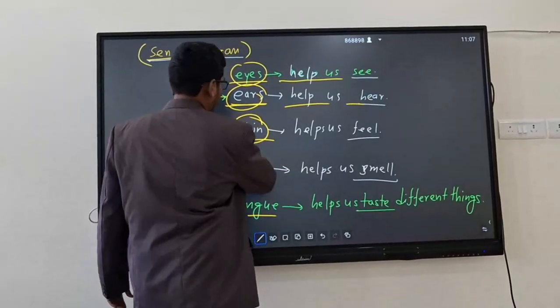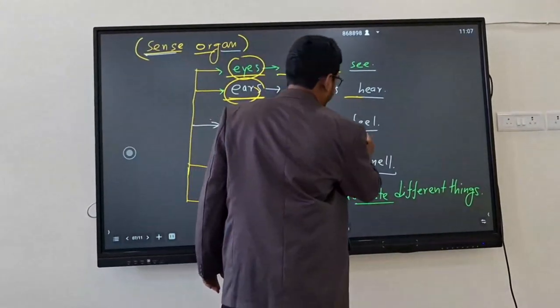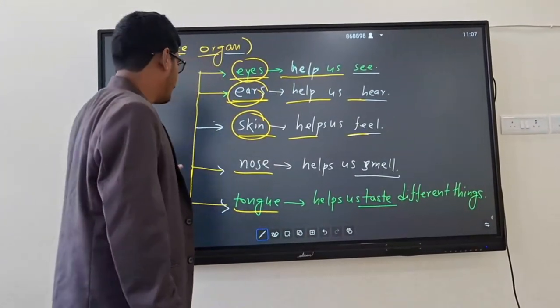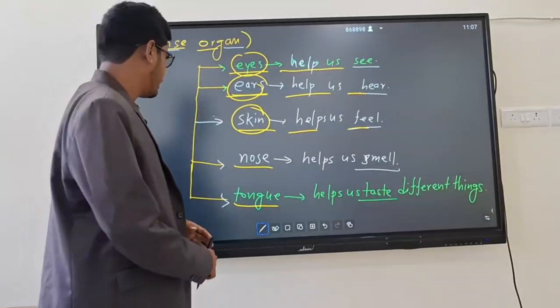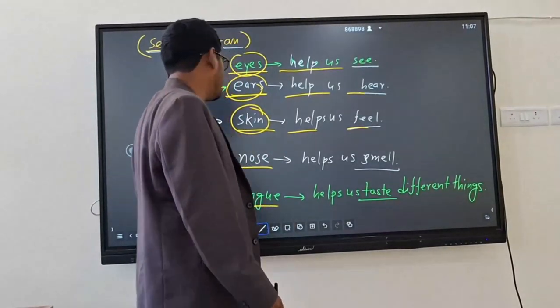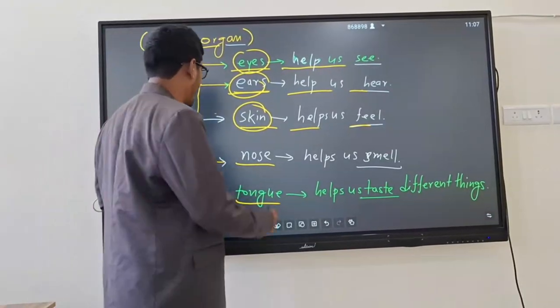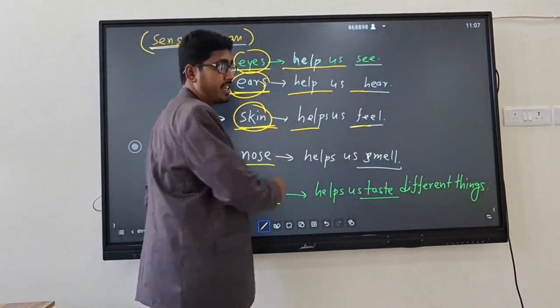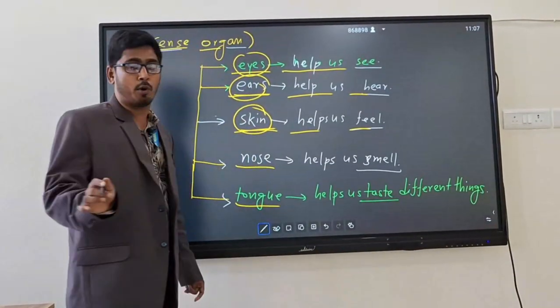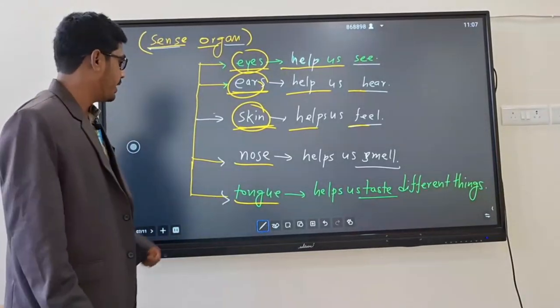Okay. Skin. What is skin? Skin helps us to feel. If you touch hot things or cold things, it is felt through the skin, a sense organ. And one more point: skin is the largest organ in our body.